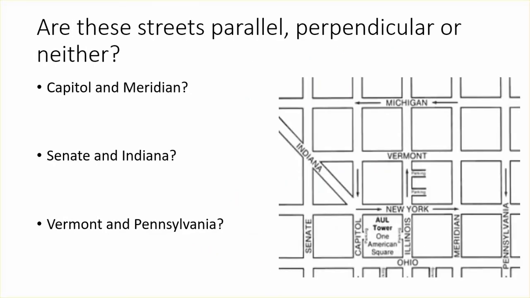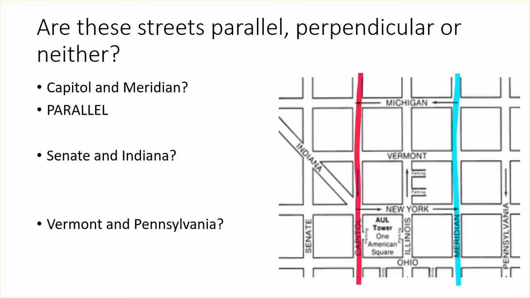A common place that you'll see parallel and perpendicular lines is on a map. So we're going to look at this map and just based on appearance, decide if the streets are parallel, perpendicular, or neither. Let's start with Capitol and Meridian. I've highlighted Capitol and Meridian Street. Take a moment to decide if those lines appear parallel, perpendicular, or neither.